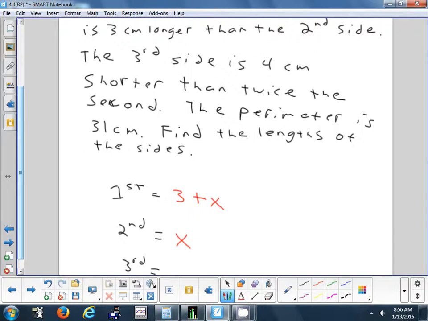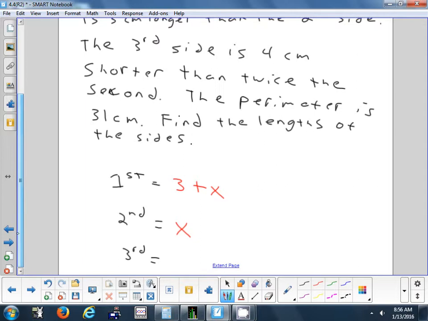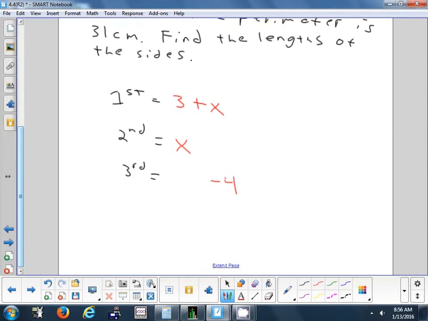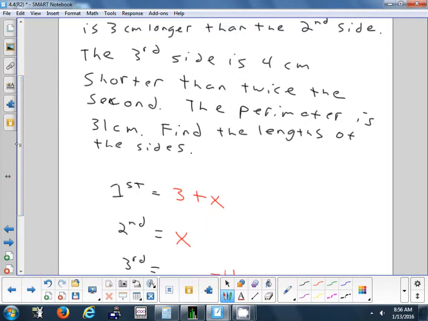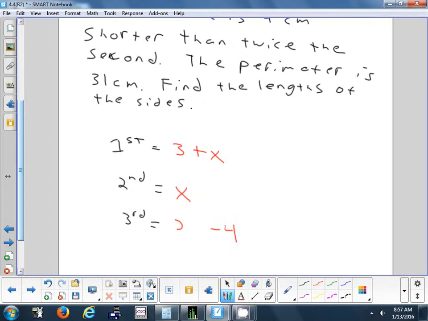Yeah, so that's perfect. I'm going to start with the -4. You always put that in the second part. And now the first part, Caitlin already said, twice the second. Okay, well, the second side is x. We want twice the second, so it's 2x. So there's our 3 sides.